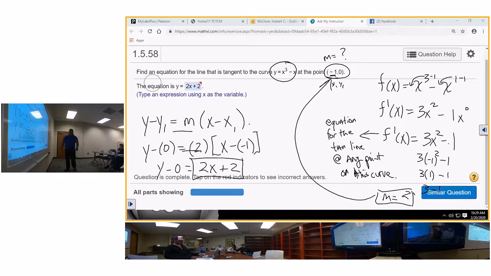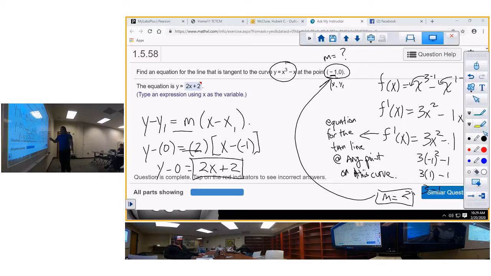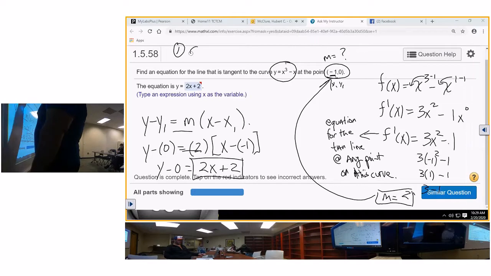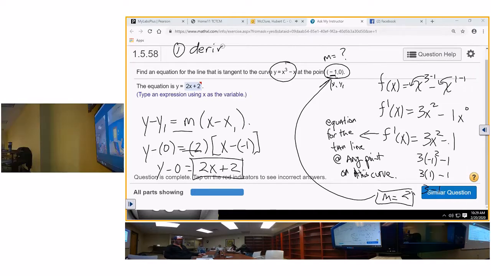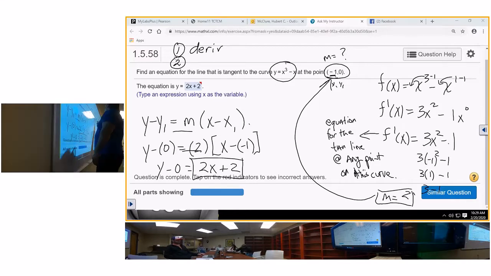All right. So what you do here? This is when you see this question on the homework. Number 1, find the derivative. Then 2, plug in the x sub 1 right here. Plug in x sub 1 to get slope.